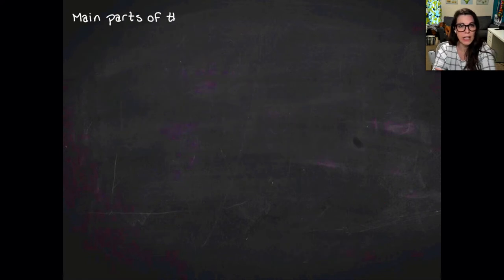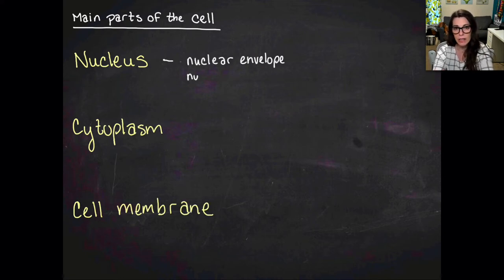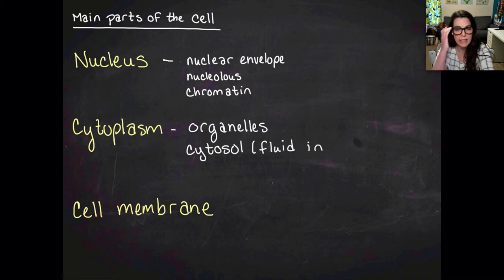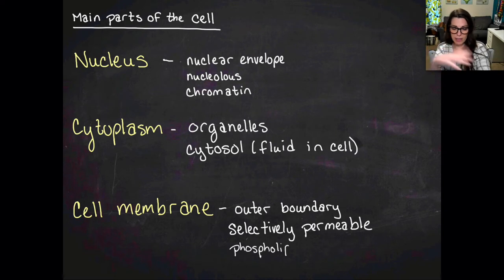So let's look at the main parts of a cell. So the main parts of a cell, you guys know, it's the nucleus, the cytoplasm, and the cell membrane. And so the nucleus contains the nuclear envelope, the nucleolus, and chromatin. Those are the three parts. The cytoplasm is all of the organelles and cytosol, which is like the fluid, the jelly stuff that's within the cell. And then the cell membrane is just kind of that outer boundary, and it's selectively permeable. It lets some stuff in, other stuff not. And it's a phospholipid bilayer that has proteins and carbohydrates embedded in it. And we're going to talk about all of those separately. Maybe not all in these notes, though.